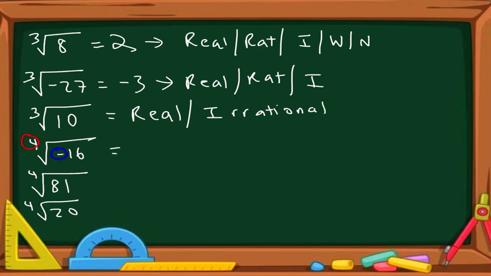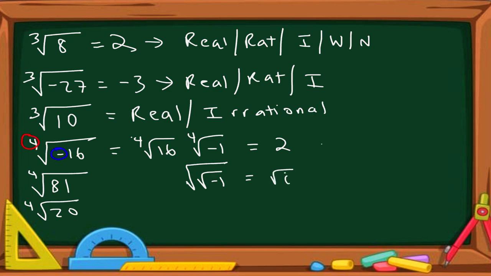The fourth root of negative 16, we can write this as the fourth root of 16 times the fourth root of negative 1. The fourth root of 16 is 2. The fourth root of negative 1, that's like taking the square root of negative 1 inside of a square root. The square root of negative 1 is i. So what we really have is a square root of i, which is not going to be a real number.